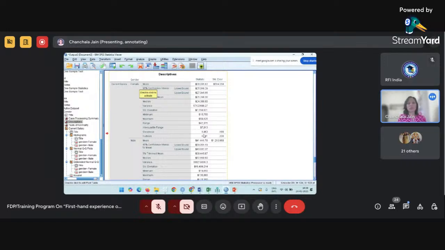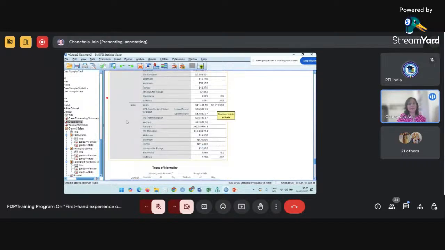So skewness is not zero. It is greater than zero and it is a positive figure, right? So you can say your salary for the females is positively skewed, right? That means there are very few females who are getting the higher salary, right? Kurtosis is 4.641. That means again, the threshold value for the kurtosis is generally 3, right? So you can see it is greater than 3. That means your data is leptokurtic data, right?